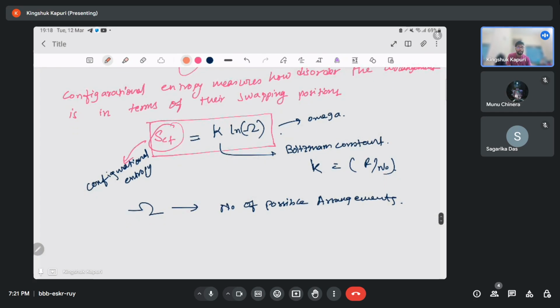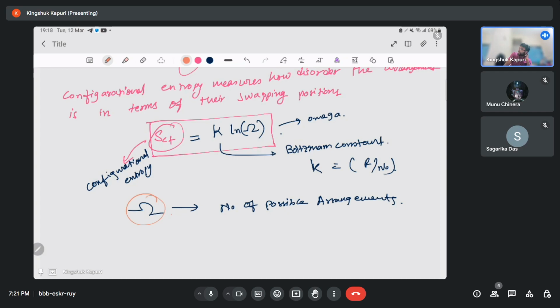Now you just have to understand what this omega signifies in the case of configurational entropy. You already know that Boltzmann is a constant term, ln is the natural logarithm, but the main factor here is the omega term. Why are we writing this omega term? What does this term signify in the equation of configurational entropy? It calculates in how many possible ways a thing can arrange itself in a given slot.